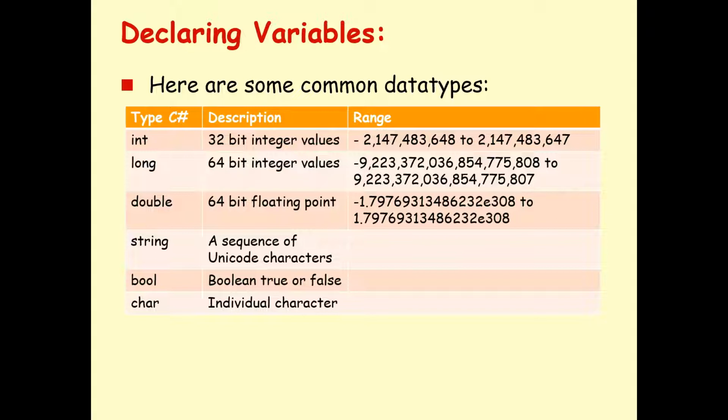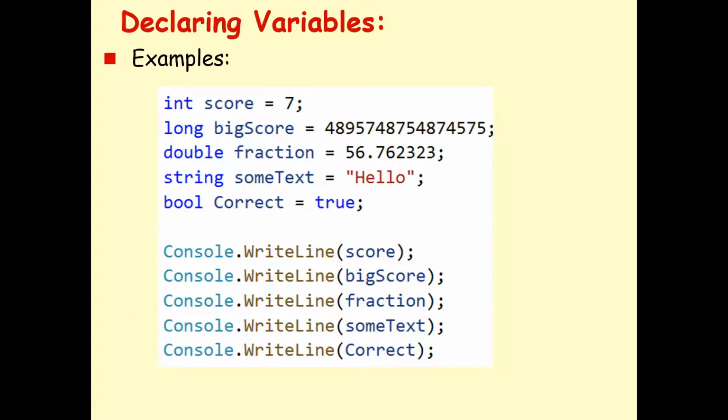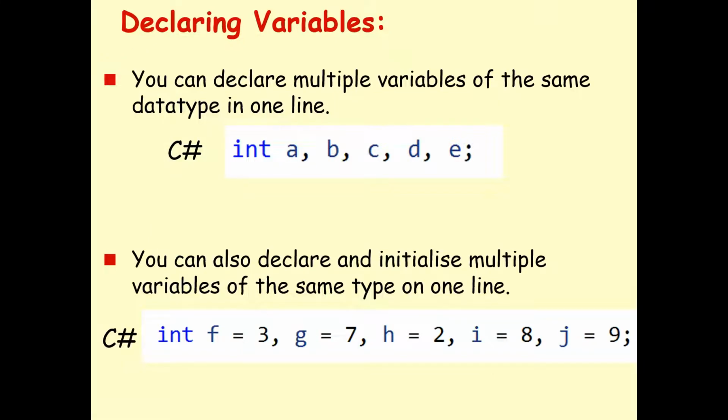There are lots more, but these are the basic ones that you're going to use 99% of the time. Here are some examples of how we would write them. You can see it's just the data type and then the name. And if you want to set a value, you can do that by using the equals, like you do in most programming languages. You can also declare multiple variables of the same data type in one line.